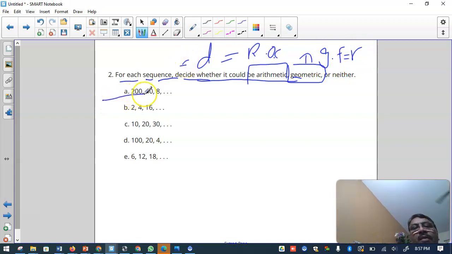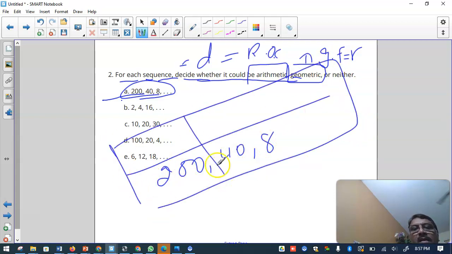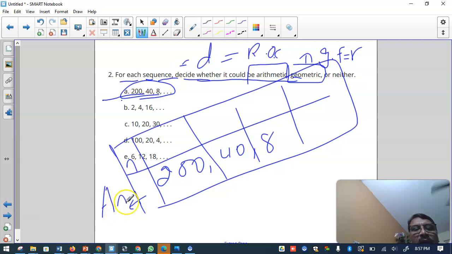If you see the first one, 200, and then 40, and then 8, and this is like n. I can just give a name to the sequence and say, okay, let's call this a of n. And you can see from 200 to 40, the difference is quite a lot. It is not a small difference, so it cannot be the same thing. I'm checking for what multiplies here.